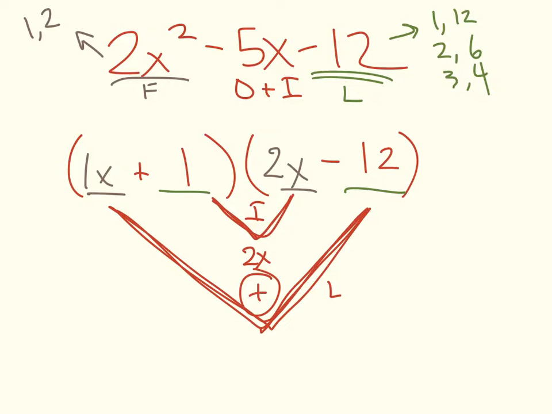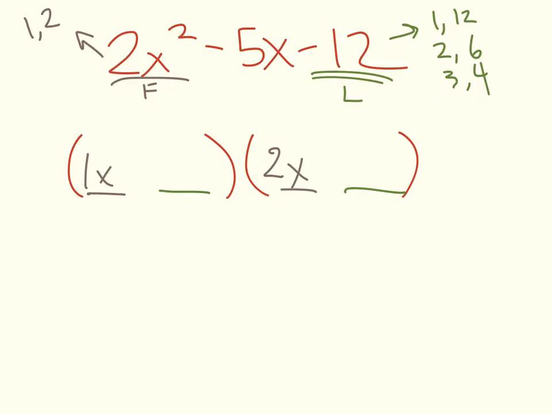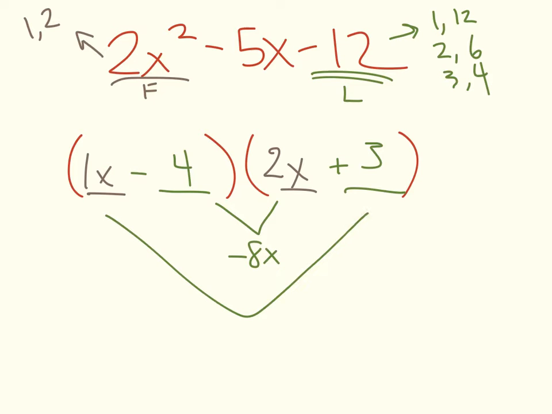And there's no real magic way of doing this other than to erase what we did, and we try again. We pick a different combination of those numbers. Let's try, how about positive 3 with the 2 and negative 4 with the 1x. The inside part of FOIL is negative 8x. The outside part of FOIL is 3x. We add those together, and we do get our negative 5x.